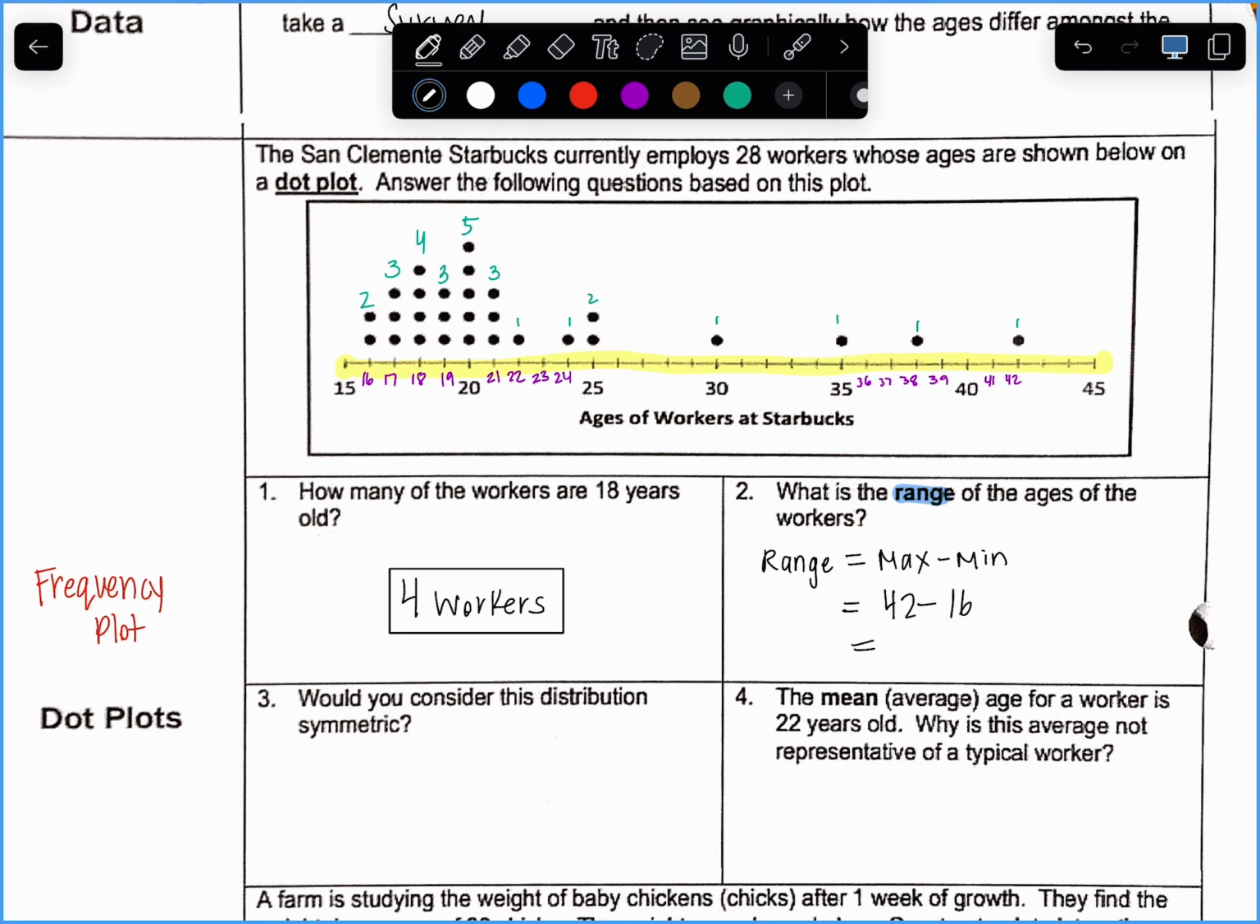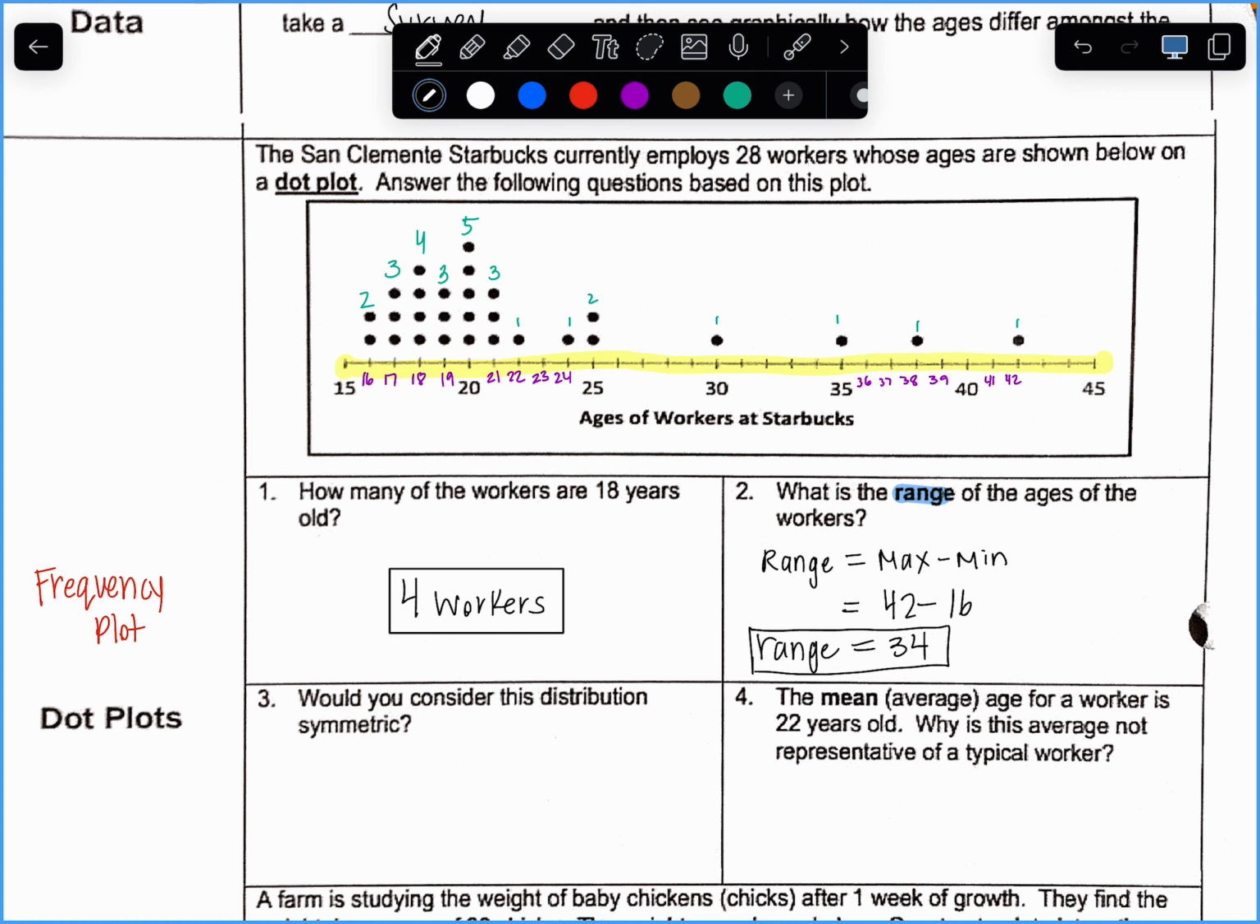You could use your brain calculator or you could use your calculator. Naomi, what'd you get? 34. Did everyone get 34? Okay. Good job. At least the way I like to do it is I do 42 minus 20, 22, and then I add 4.